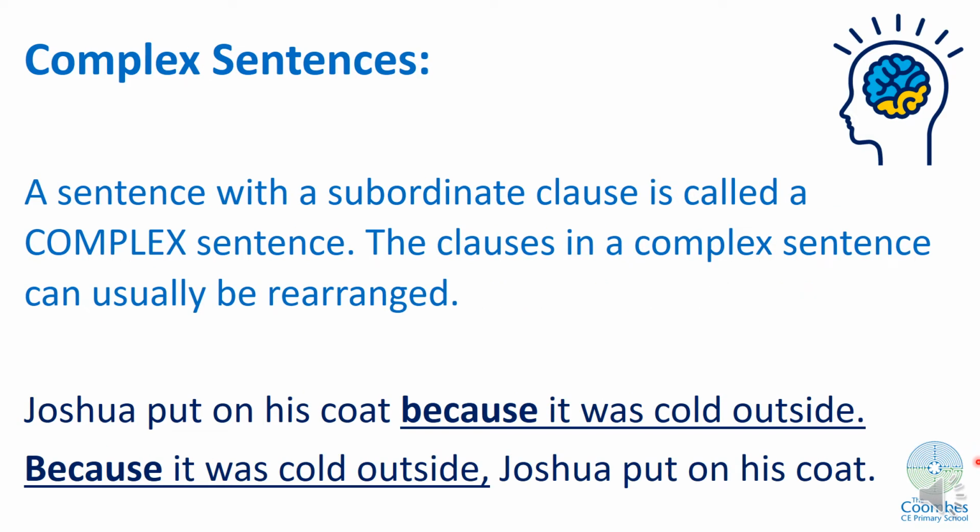A complex sentence is a sentence with a main clause and a subordinate clause. The clauses in a complex sentence can usually be rearranged. I've had a go myself. Joshua put on his coat because it was cold outside can become, because it was cold outside, Joshua put on his coat. We have switched our main clause from the beginning of our sentence to the end of our sentence, and in this case we have started our sentence with our subordinating conjunction. And because we've done that, we've also had to remember to include a comma.